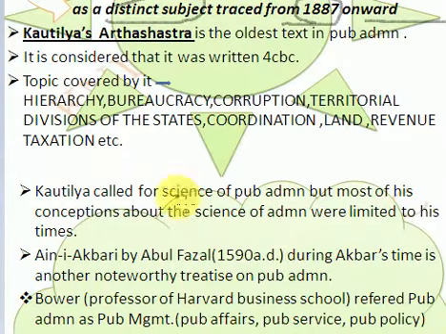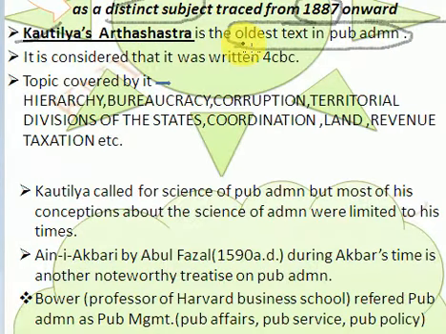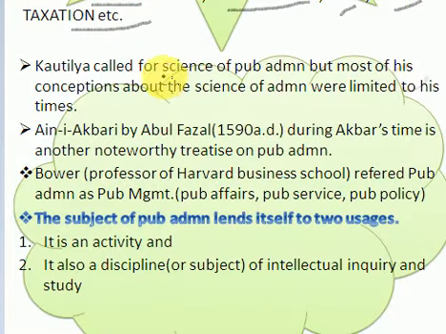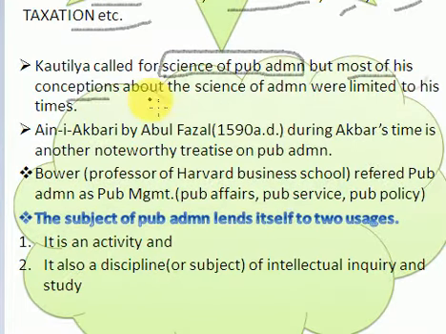Okay, so now let me approach Kautilya's Arthashastra. It is considered the oldest text of public administration, and it is also considered that it was written in the 4th century before Christ. There are many topics covered by Kautilya's Arthashastra, like hierarchy, bureaucracy, corruption, territorial division of states, coordination, land and revenue, taxation, etc. Kautilya called for a science of public administration, but most of his conceptions about the science of administration were limited to his times.